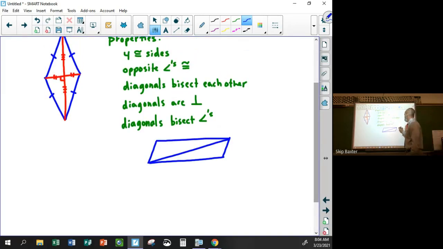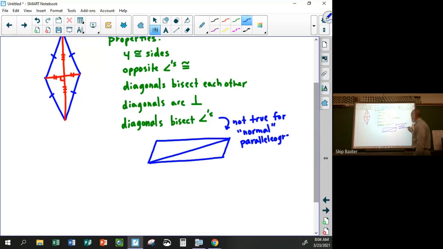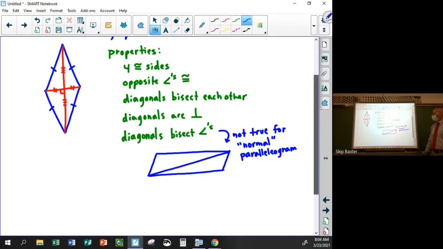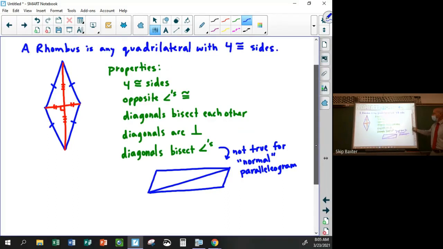This is not true for normal parallelograms. And I say normal parallelograms because actually a rhombus is a type of parallelogram. So I didn't want to say it's not true for parallelograms because it is true for some of them, like rhombuses. Okay, so these are the properties of a rhombus.